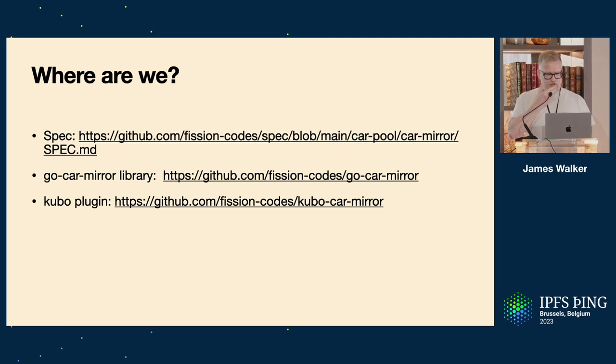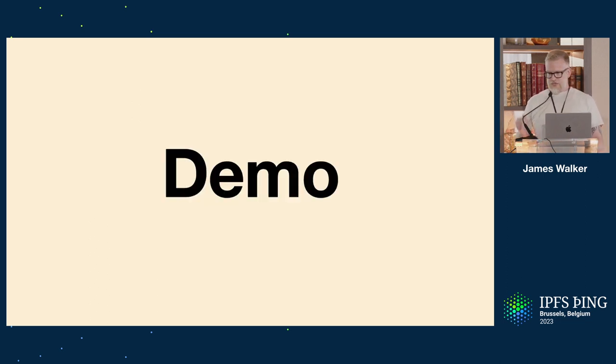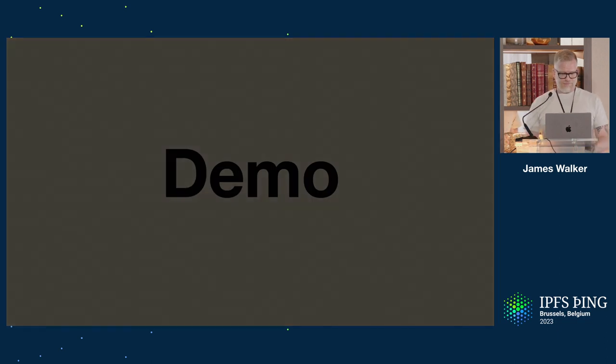So, quick overview of where we are. We have the spec that defines the operation, as specs do. We have a GoCar mirror library, which does the core implementation, the bloom calculations, et cetera. And then we've implemented this as a Kubo plugin so that you can add it to your Kubo installation and run this, which I'm going to do.